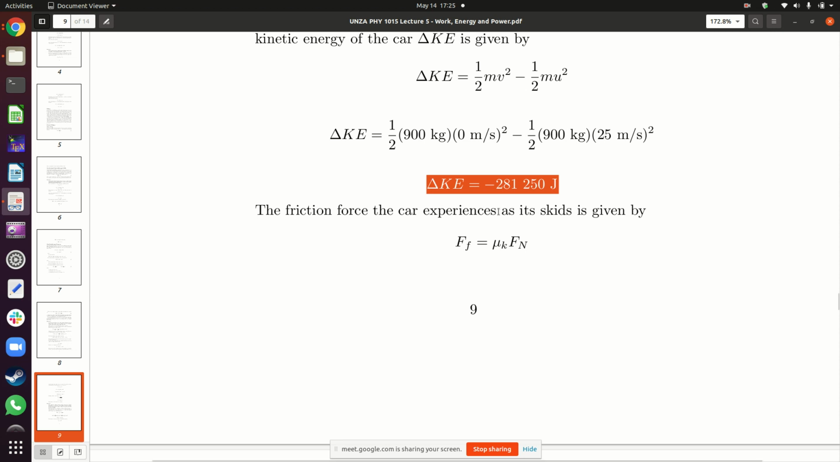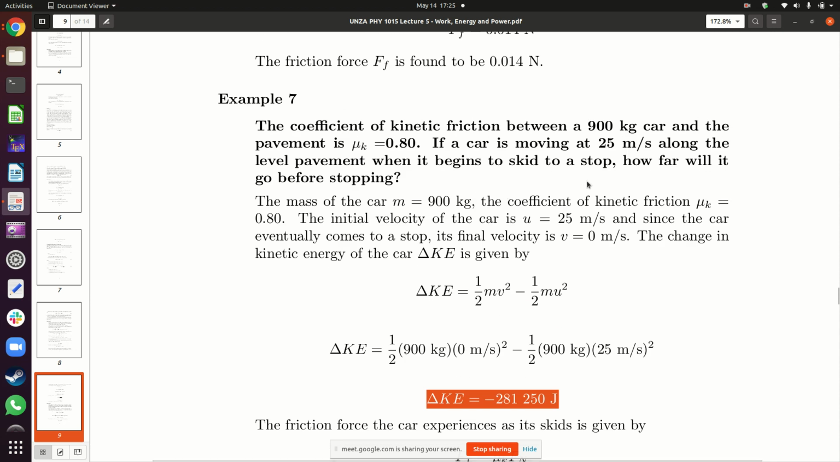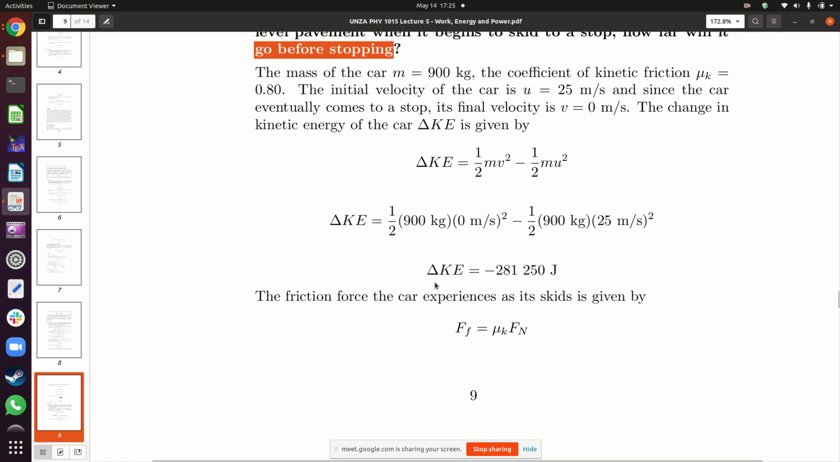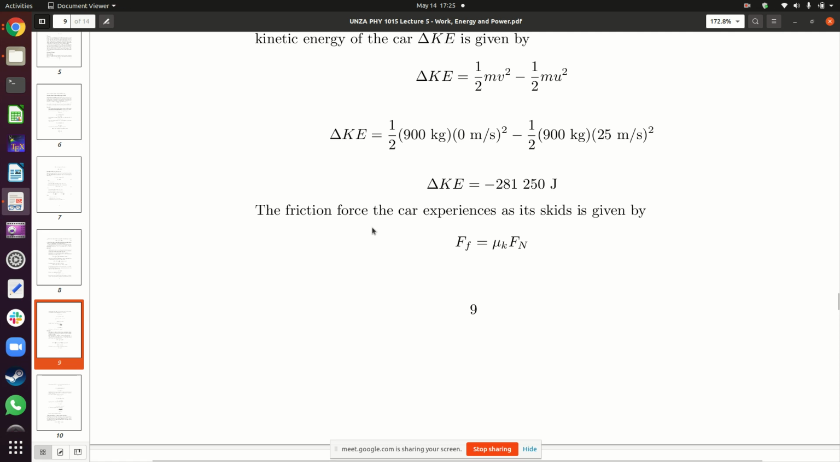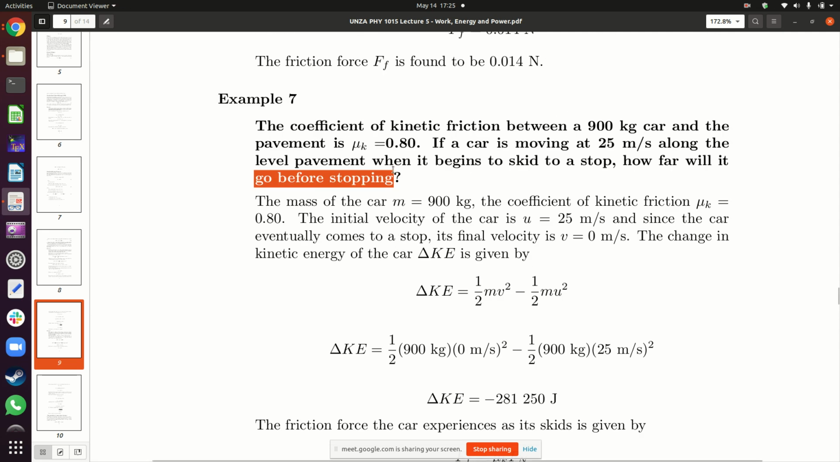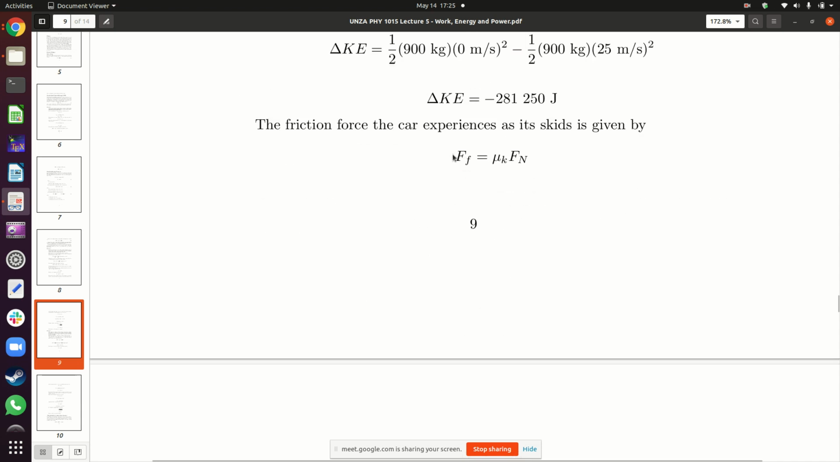So with this met, we are being asked to find how far the car is going to go. Basically, we are being asked to find the stopping distance. For us to do that, we need to find out how much the friction is. In this case, we know that the coefficient of friction is 0.8. So using the coefficient of friction, we can work out the friction.